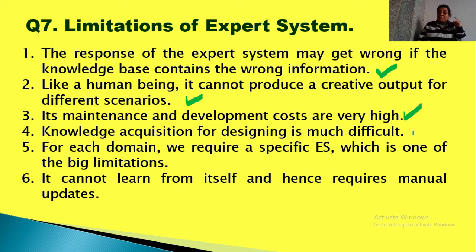Fourth point, expert systems work on the basis of knowledge, so right knowledge acquisition, complete knowledge acquisition and knowledge presentation in a correct manner becomes difficult. Point 5, a particular expert system can be developed only for a specific domain. It cannot do anything by itself. It is not a human being, so it cannot learn by itself. It always requires updates by human beings, which are done manually.